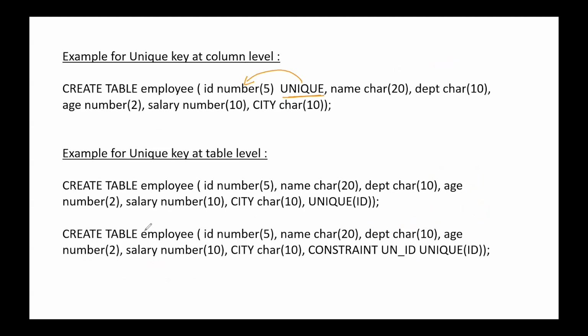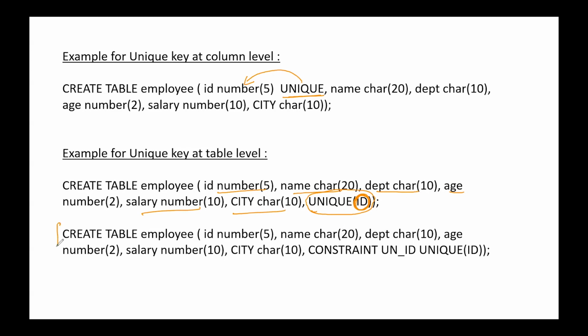Here at the table level, what I have done is I have declared ID, name, department, age, salary, that is, after declaring all the attributes, including city. At the end, I have mentioned the unique constraint, and I mentioned which attribute I'm applying the unique constraint on. So this is nothing but our table level.